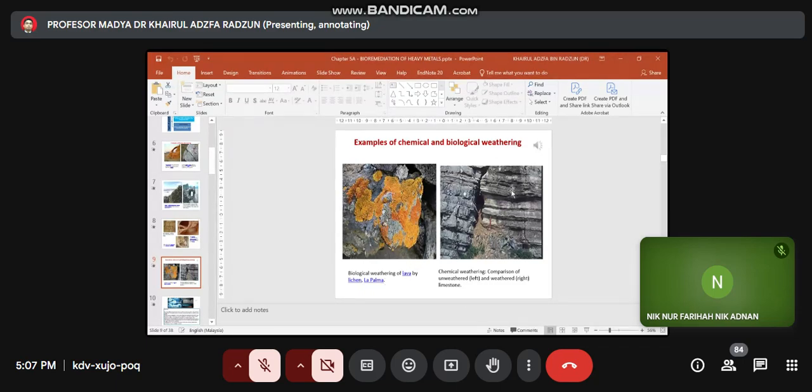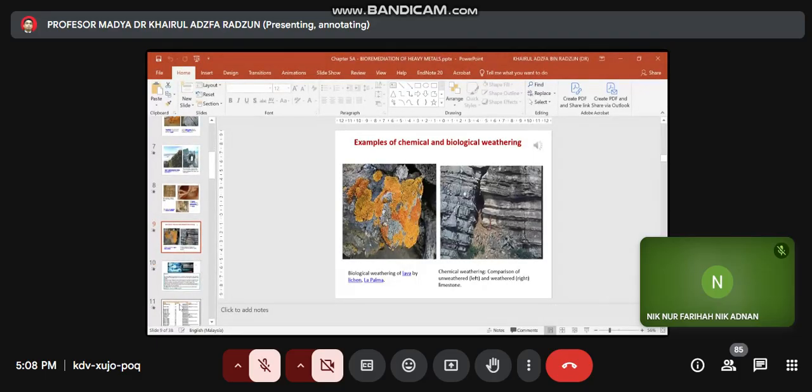On the right side, this one is actually the chemical weathering, a comparison of the unweathered and the weathered. The unweathered is the left part here, and the weathered is on the right part of this particular picture. On the unweathered you can see there is no chemical weathering action, and on the right side you can start to see something has been corroded on the surface of this boulder. This is due to chemical weathering, and this happened on this particular limestone boulder.